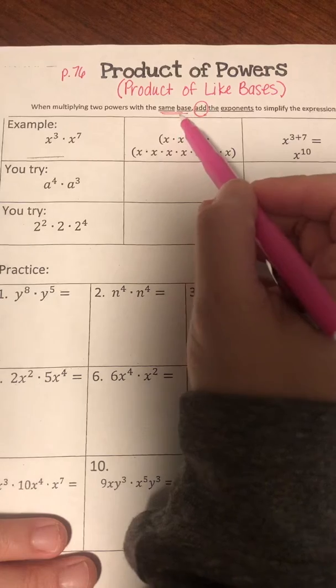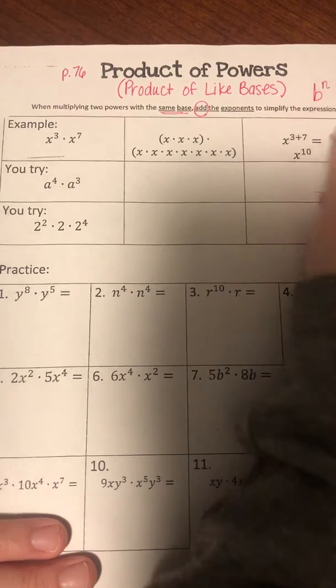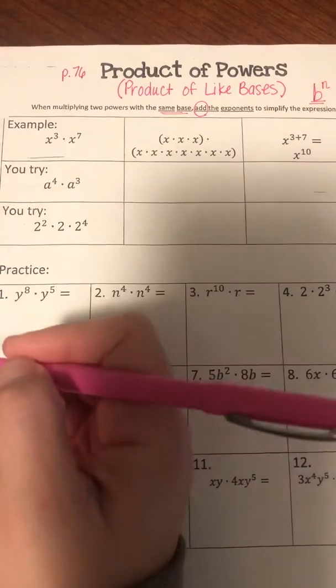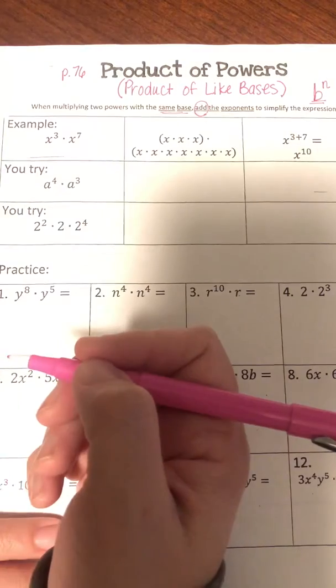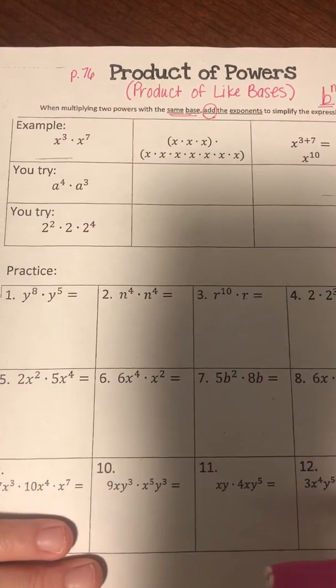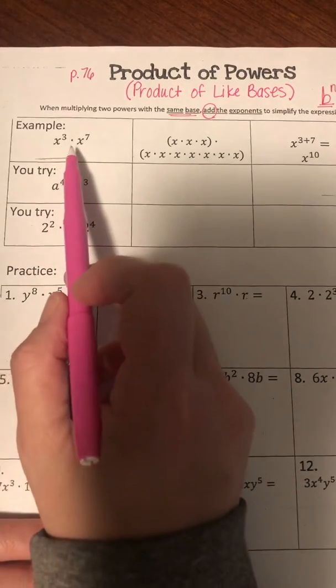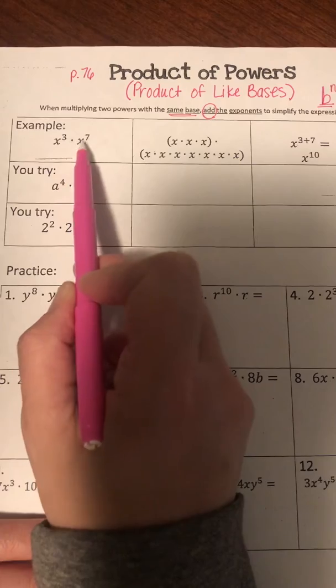Now remember, when you're working with exponents, the base was our b here, and n is the exponent. So they have to have the same b value in order to be considered having the same base. So we're going to walk through the three examples here together. The first one, x to the third times x to the seventh.